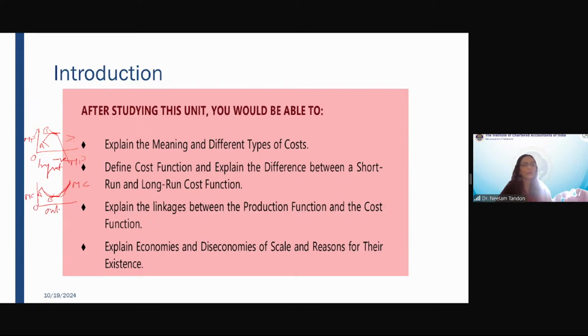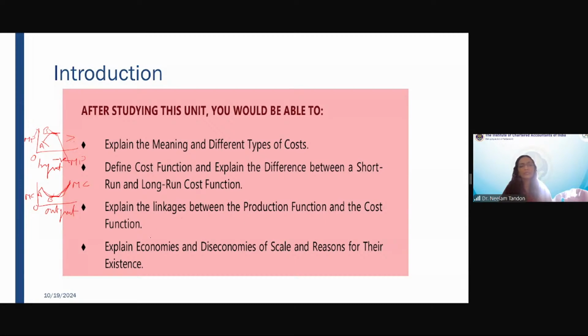And this will be your output. So the relationship between production and cost is opposite. Higher the productivity, lower the cost. Lower the productivity, higher the cost. Okay. Then today we are going to discuss about long term.